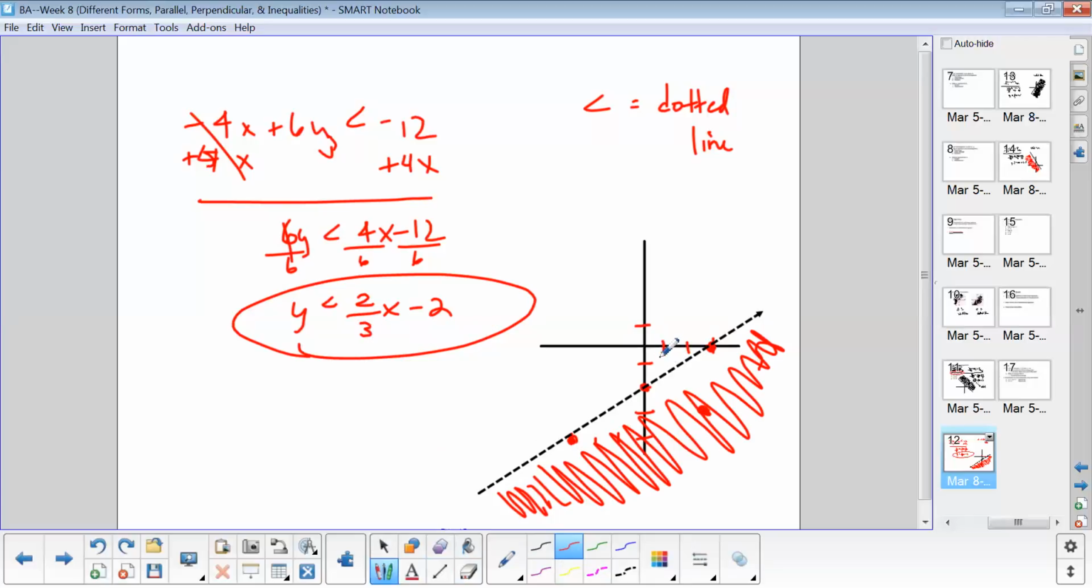So let's say we just check that. Okay, so let's say 3, negative 5. So if we substitute a negative 5 in for y, a 3 in for x, so this would be 6/3, or 2. Negative 5 is less than 0, and that's a true statement.